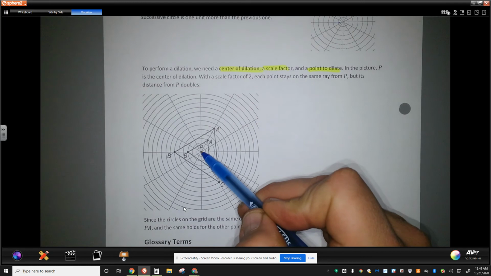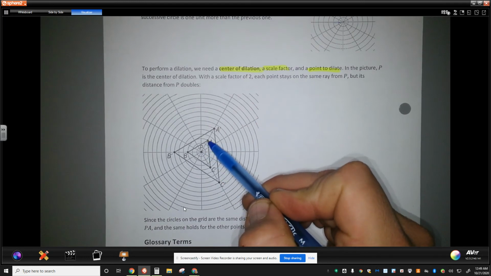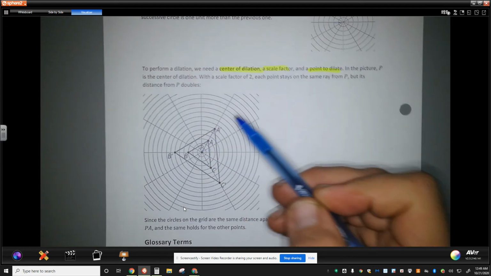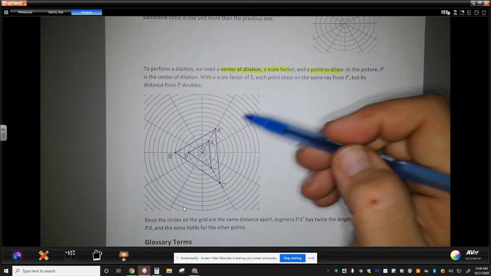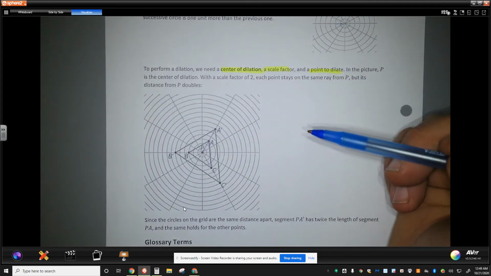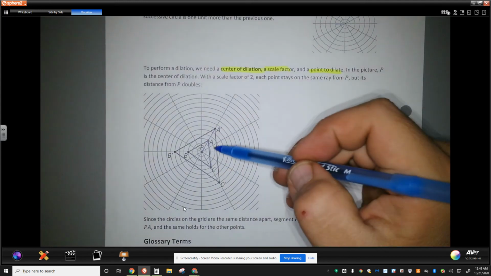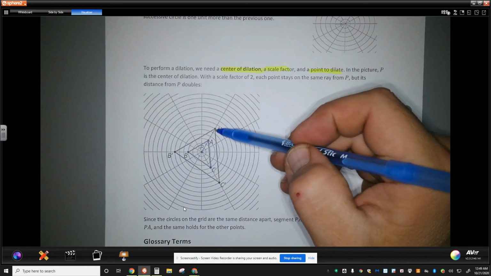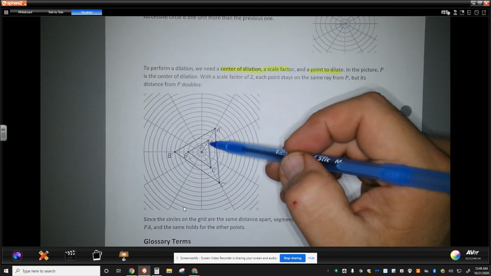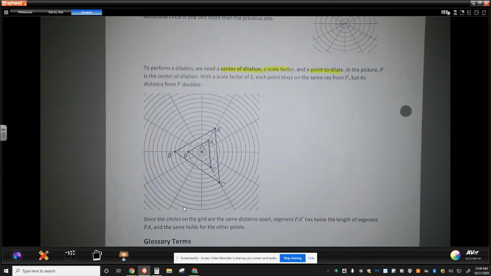In this case, if we're talking about from P to A, it's 3 units long. The distance from P to A prime under dilation of a scale factor of 2 would be 6 units long. The cool thing is that the side lengths of the figure, as a consequence, will also follow that same pattern, where the length of AC is going to double its length to A prime C prime. So A prime C prime is twice as long as AC as a result of the dilation.